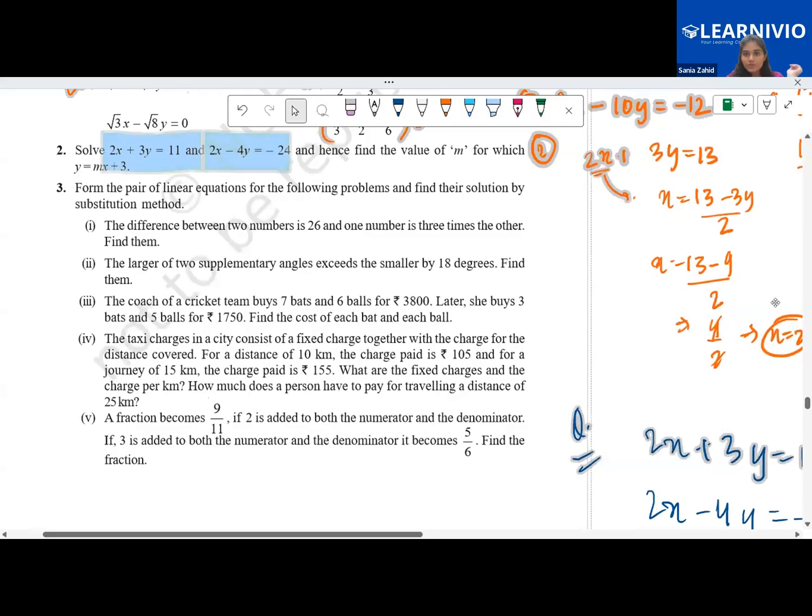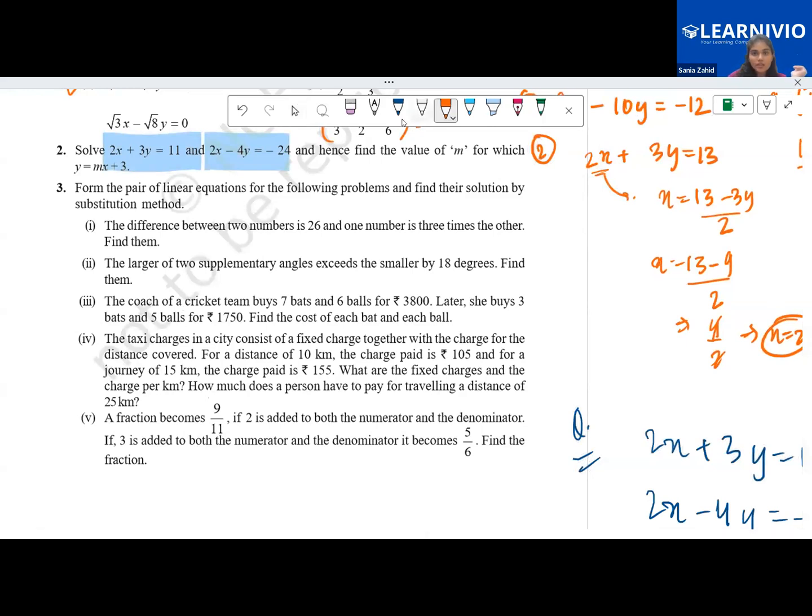Okay. So look very carefully. Here you have to form the equations and then arrive at your solution. So the first question is the difference between two numbers is 26. So my two numbers can be x and y. So I can take x minus y is 26. This is my first equation. And one number is 3 times the other. What does this mean? x is equal to 3y.